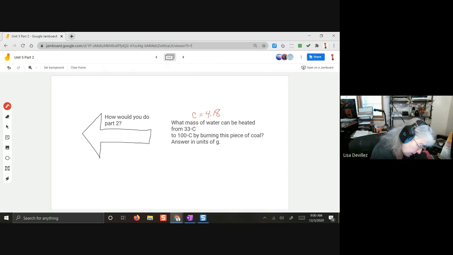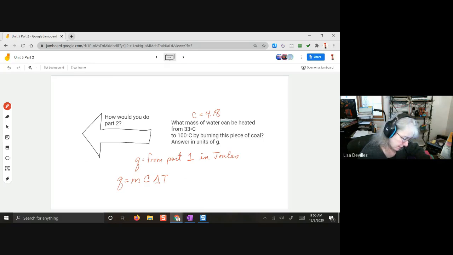We're burning something and it wants the mass to heat it. So my Q is the Q from part 1, but in joules, and the C is 4.18. So then you would just do Q is m C delta T, and you'd be solving for your mass because we have our T final and T initial for that one. Okay.